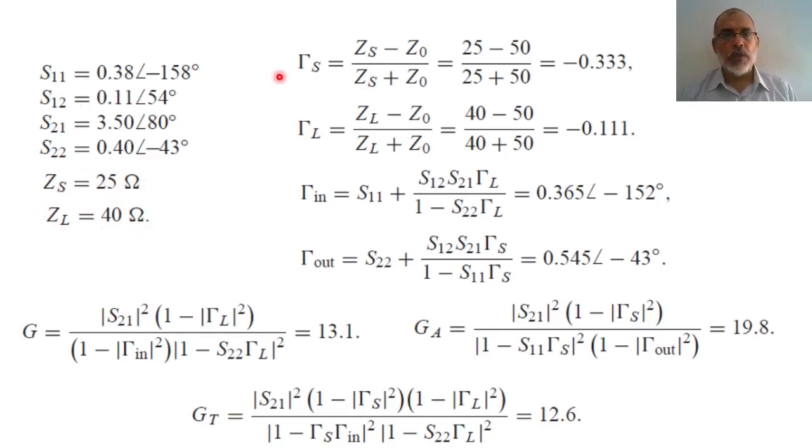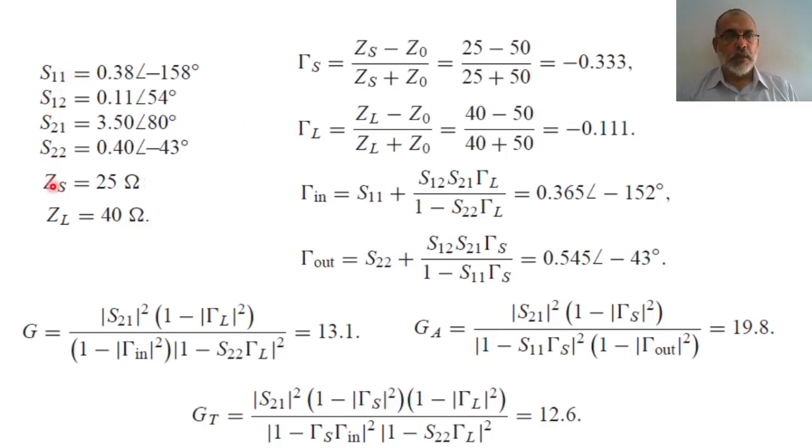From this, we are going to calculate gamma source. Gamma source, as I said, is Z source minus Z naught over Z source plus Z naught. So it would be 25 minus 50 over 25 plus 50, which is minus 0.333, or in other words, 0.33 with an angle of 180 degrees. In a similar way, gamma load is Z load minus Z naught over Z load plus Z naught. Z load is 40 ohms, so 40 minus 50 over 40 plus 50 is minus 0.111, or in other words, 0.111 with an angle of 180 degrees.